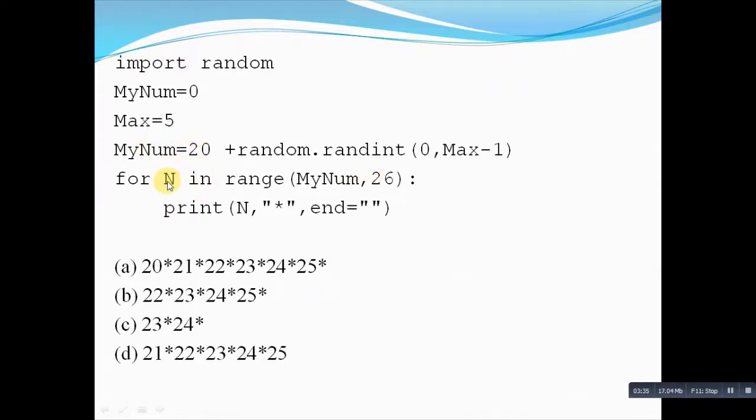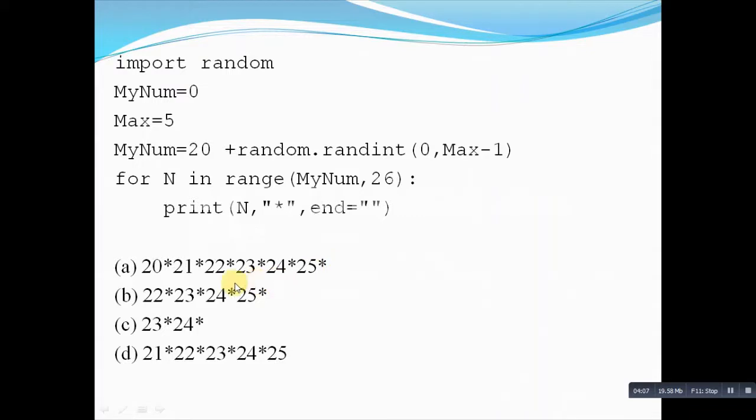So for the time being, you assume that it starts with the minimum value of mynum. So the value of n is 20. If it is 20, then the loop will be executed up to 25, means up to 25 it will be generated. So 20 and then asterisk, and this is for the same line. So 20 asterisk, 21 asterisk, 22 asterisk, 23, 24 and 25 asterisk. So this is one of the probable answers that you can see very clearly mentioned over here.